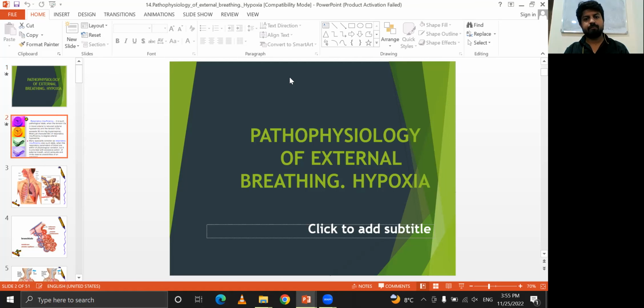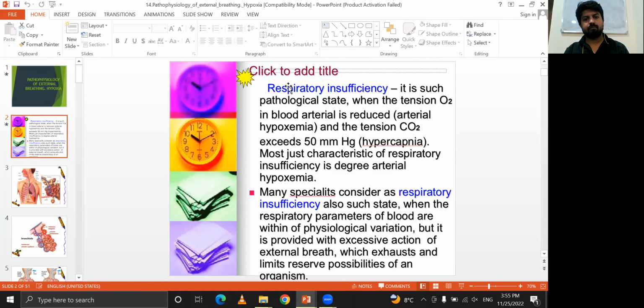So, first of all, what is respiratory insufficiency? Respiratory insufficiency is a pathological state when the oxygen tension in arterial blood is reduced and the tension of CO2 exceeds 50 mmHg. In most cases, the characteristic of respiratory insufficiency is the degree of arterial hypoxemia.